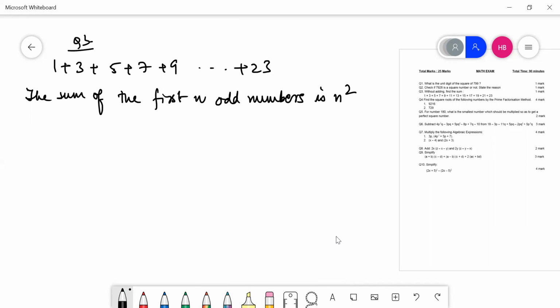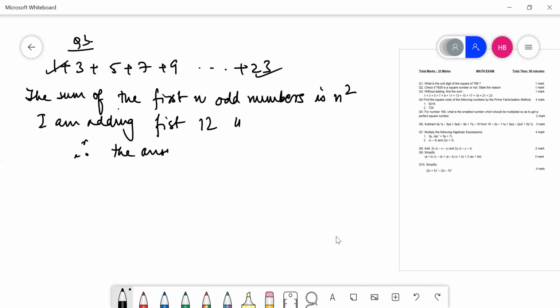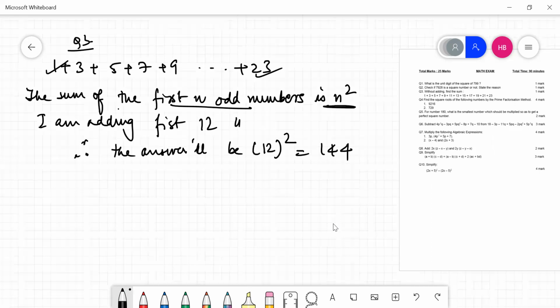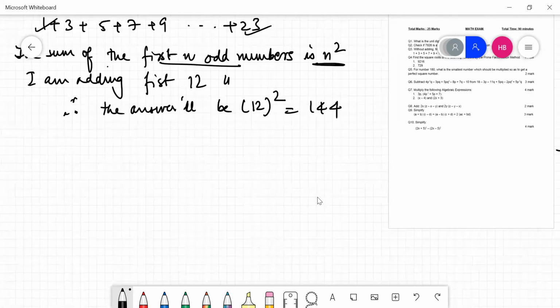So how many odd numbers are we adding here? 1, 2, 3, 4, 5, 6, 7, 8, 9, 10, 11, 12. So there are 12 odd numbers between 1 and 23. So I am adding the first 12 odd numbers. Therefore, the answer will be 12 square, because the sum of the first n odd numbers is n square. So it will be 12 square, which is 144. Okay, and that's the answer. 144 is the answer.